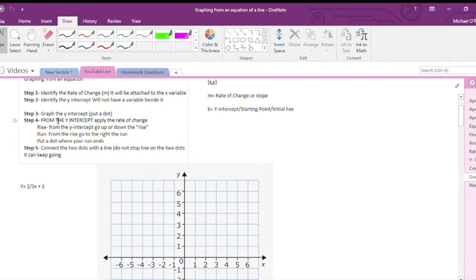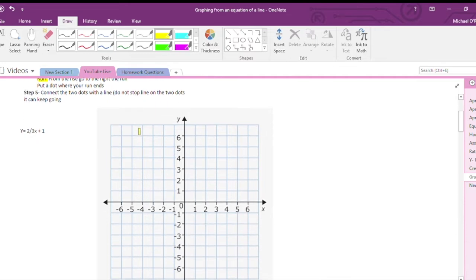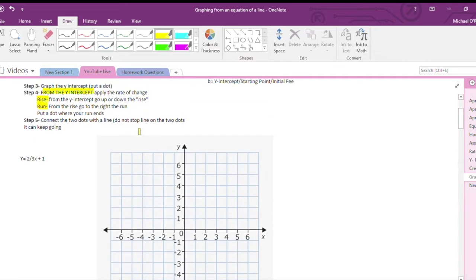Then from the y-intercept, and that's very, very important, from the y-intercept, apply the rate of change. So you apply the rise and run from the y-intercept, and you put a dot there. And then you just connect the two dots, not two lines. So let's do this first one.